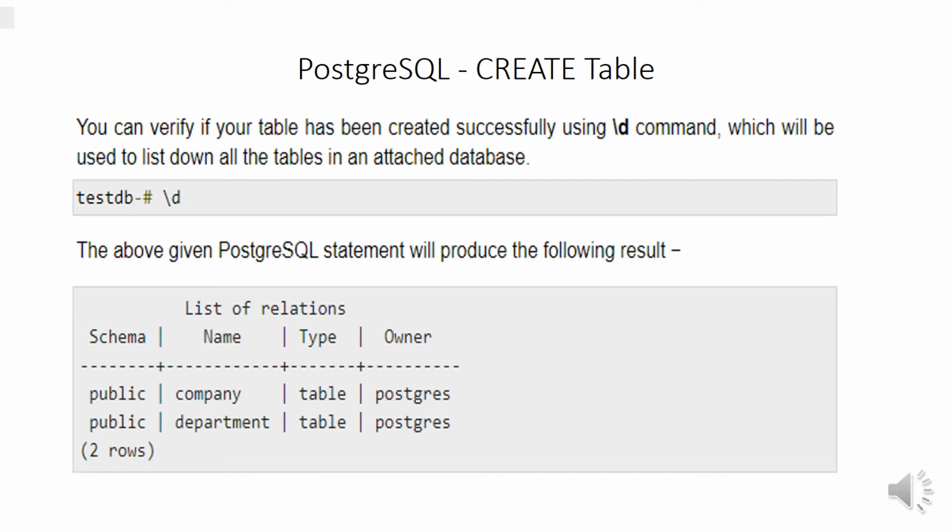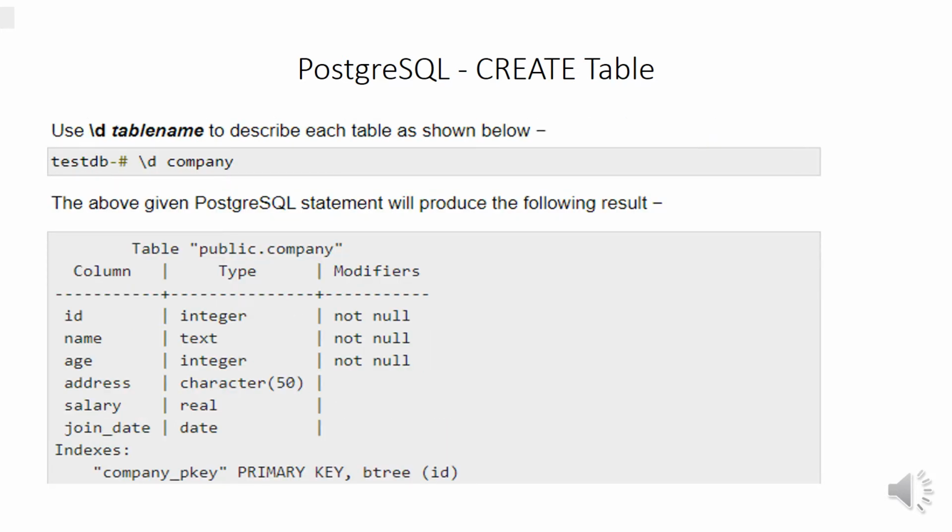The above given Postgres statement will produce the following results. Means in that schema we create company and department. These are the names of the tables. Type is table and owner is postgres. That's it. Here there are only two tables, and that is listed by using the \d command. Okay.